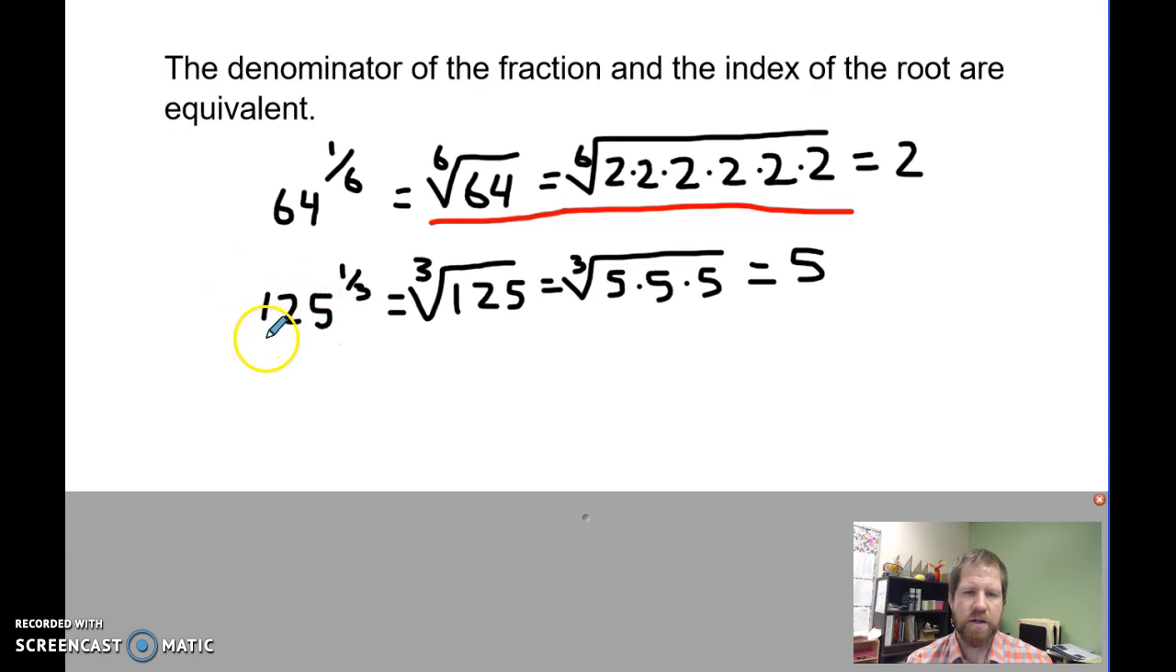And then here's another one, taking it to the 1/3 power. So that's the 3rd root. And the 3rd root of 125, which is 5 times 5 times 5, is going to be 5.